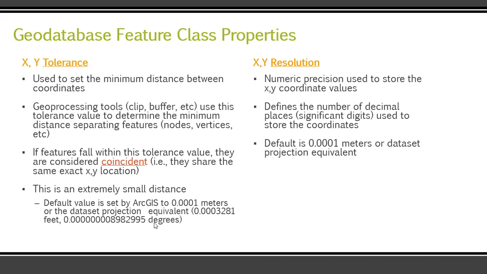Then there's XY resolution, and this is your numeric precision used to store your XY coordinate values. It's the number of significant digits past the decimal that are used to store your location. So the default that you see there, again, if you're in UTM or Albers and you're in meters, is 0.0001 meters. It's the default in the software, and we're going to keep that XY resolution as well. It's maximized in the software for whatever coordinate system you're using. So when we go through the wizards, we're going to keep the defaults, but you need to be able to tell me the difference between what XY tolerance and XY resolution are.